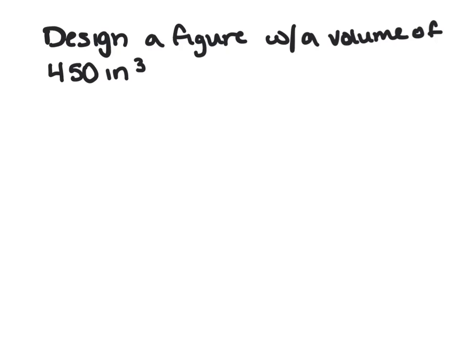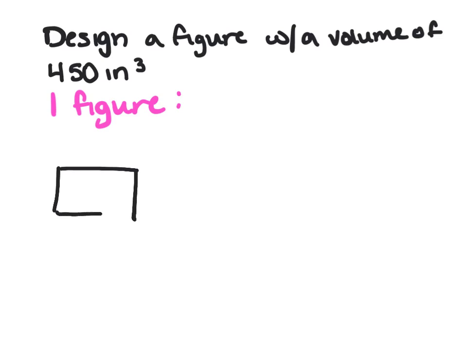If I wanted to design a figure with a volume of 450 inches cubed, we'd first have to decide how many parts of the figure we want to use and what our dimensions are going to be for at least part of it. So if we want to use just one figure, let's say that I choose to create a rectangular prism, like this.